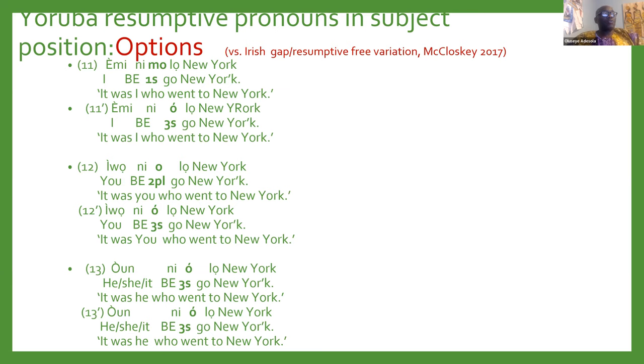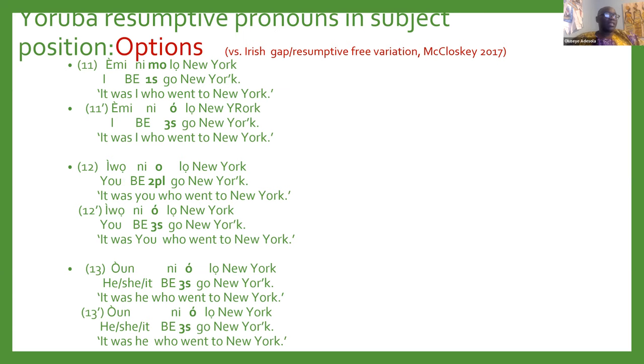If you look at the sentences from 11 to 16, you see instances in which for each possible position, the subject position, there are two options possible in the language. For example, if you look at number 11, first person, the resumptive pronoun is also first person, everybody's happy. 11 prime, it is first person, but the resumptive pronoun is third person. So there's no agreement, but yet the sentence is correct.